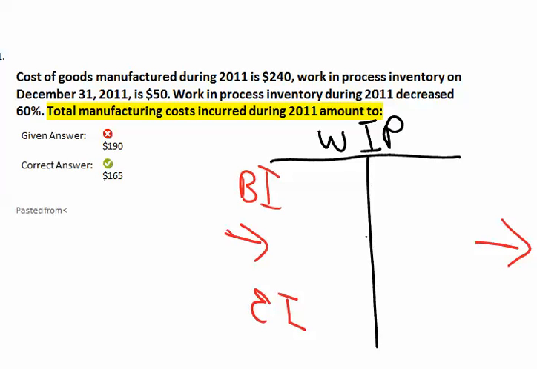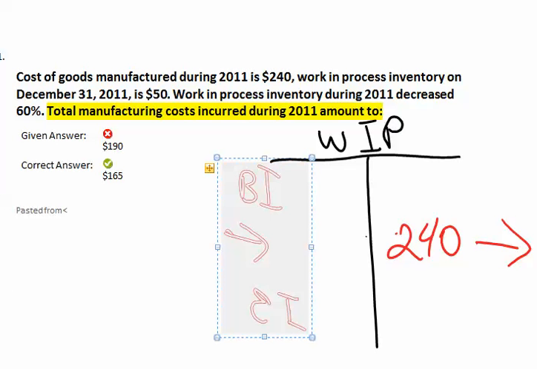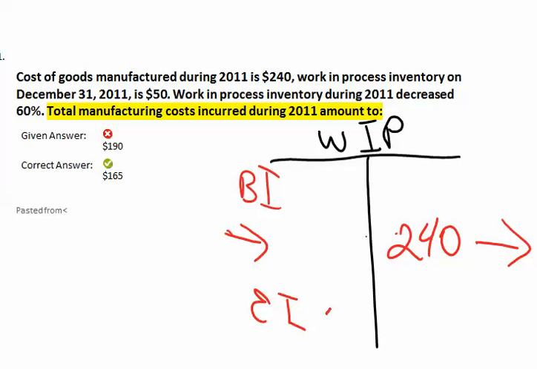So I read back through the question and see what I can pull from there that was given to me. It says, cost of goods manufactured during the year were $240. Well, that's how much is transferred out. So $240, that's given to me, is transferred out. Then it says, work in process inventory on December 31st is $50. That's at the end of the year. So my ending balance is going to be $50.